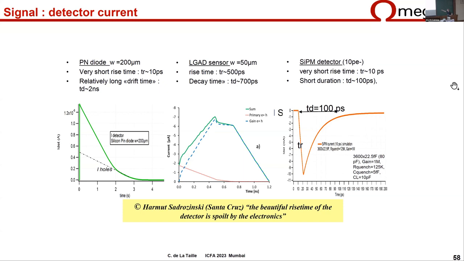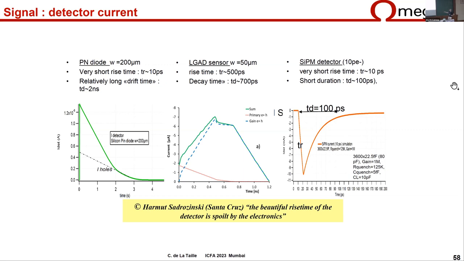It's very short. It's certainly less than 10 picoseconds. And then they drift at a constant speed and get collected by the electrode. And so this is why you get this classical triangular current. I don't know if you can read the scale, but for a 200 micron pin diode, the transit time would be something like 2 nanoseconds.